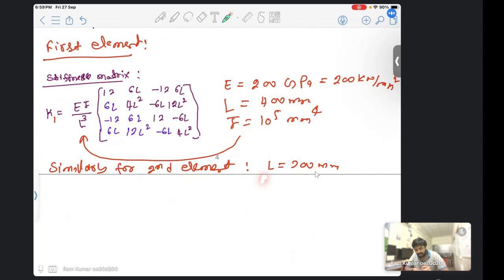Similarly, for the second element. Sir, in that stiffness matrix, in the second row, last fourth column, it will be not 2, it will be 2L square, no sir.